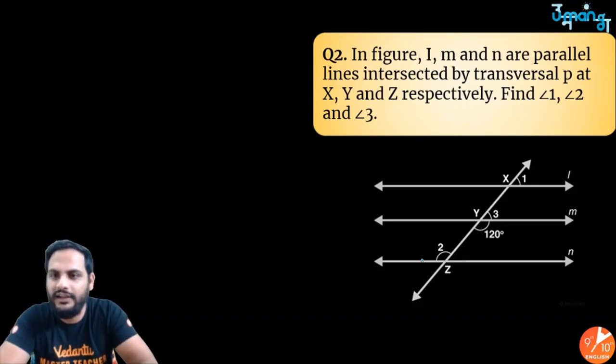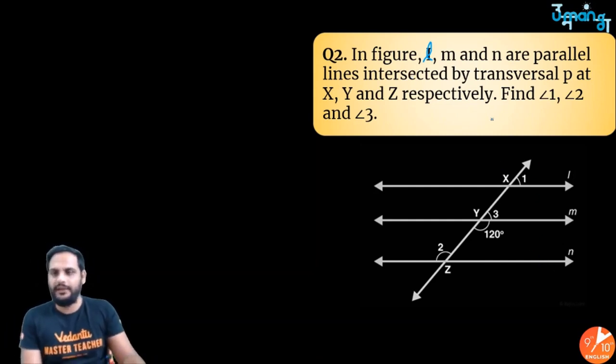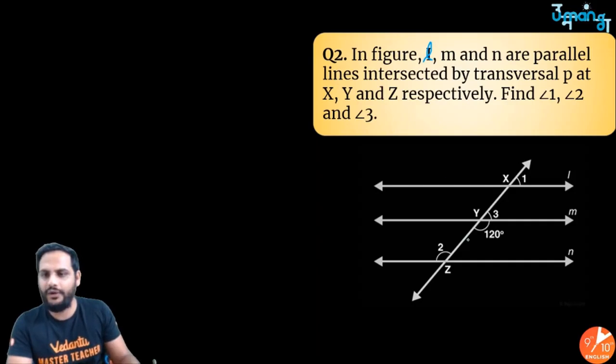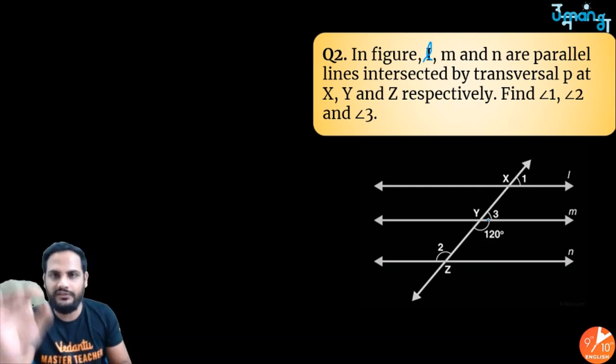Next question is, in the figure L, M and N are parallel lines. So they all three are parallel to each other and intersected by a transversal P at X, Y, Z. So these are the intersection points. Find angle 1, angle 2 and angle 3. Angle 1 यहाँ पे है, angle 2 is here, angle 3 is here. देखना बेटा how easy these questions are.